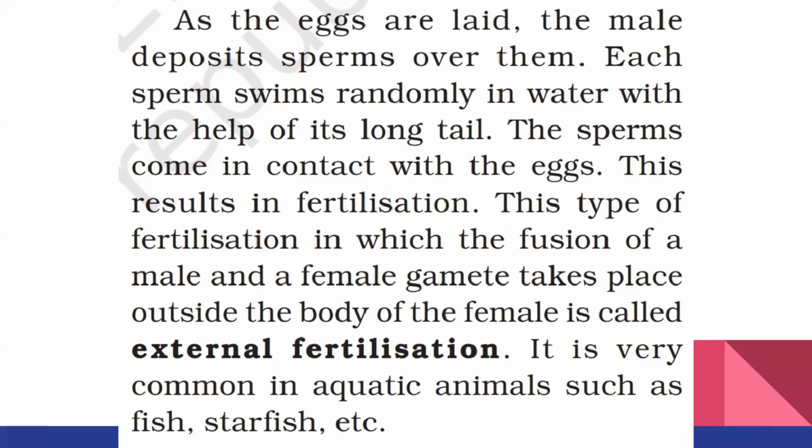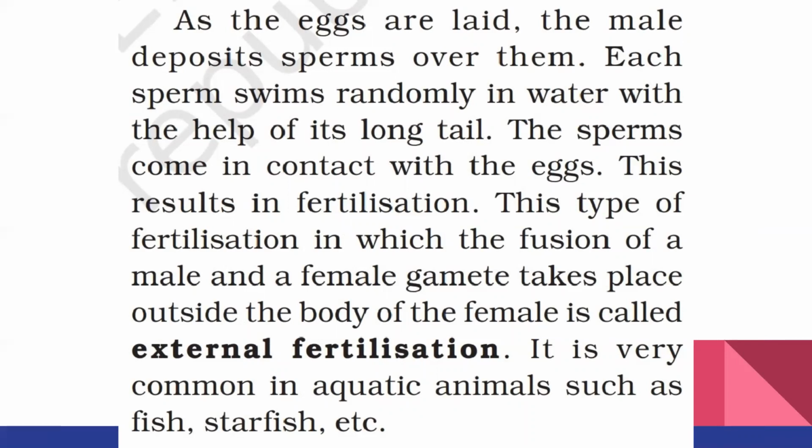So what is happening after this? The female frog is laying eggs in water. Now the male releases sperms directly on the cluster of floating eggs. The sperms swim in water with the help of their long tail. The sperm has a long tail, using which it can swim in water, and it swims and fertilizes the eggs.